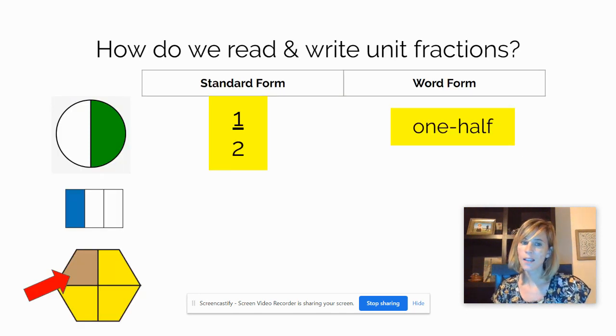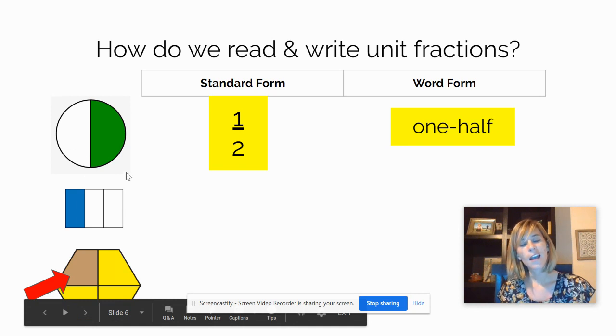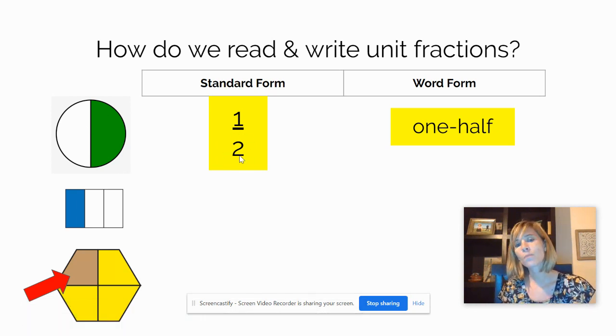To wrap this up, I'm just wondering if you are able to read and write unit fractions. Take a look at the circle. Okay. It's made up of 2 equal parts. So 2 goes on the bottom of my fraction. We call this the denominator, which is a big word for second grade. So if you don't remember it, that's okay. But the 2 goes on the bottom. If I'm just focusing on one piece, 1/2. And this is my word form.